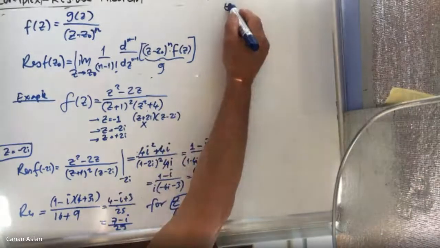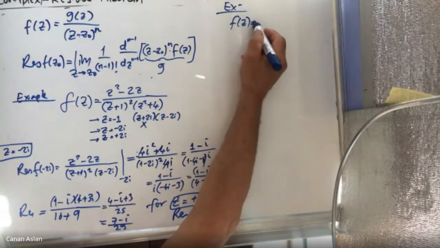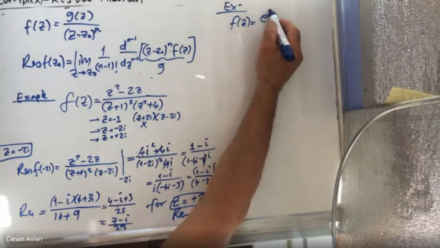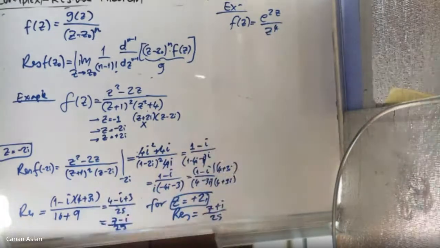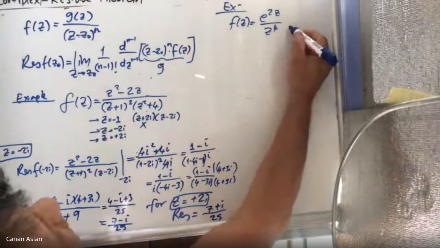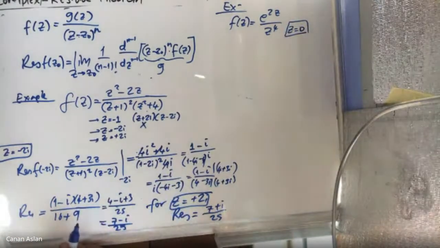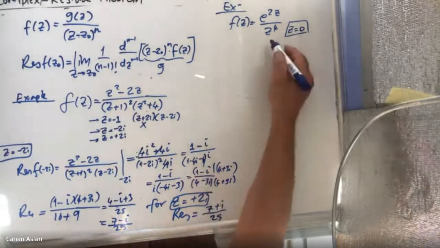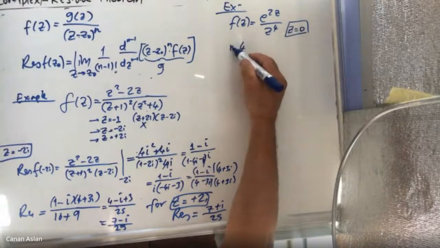Suppose that the function in this example looks a little bit simpler, but now we have to take many derivatives for this function: e to the 2z divided by z to the 4. As you see, z to the 4 is fourth order. Okay, this is a fourth order singular point, which is z equals 0. z equals 0 is a fourth order singular point. So if this is fourth order, we have to get the third derivative of this, right? Fourth order. So n equals 4.